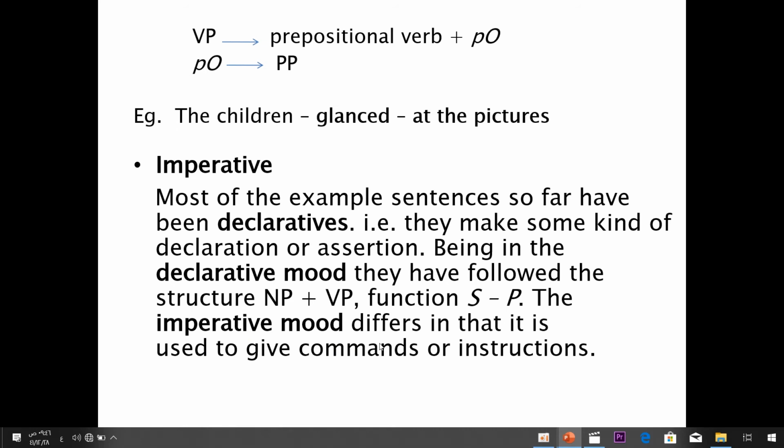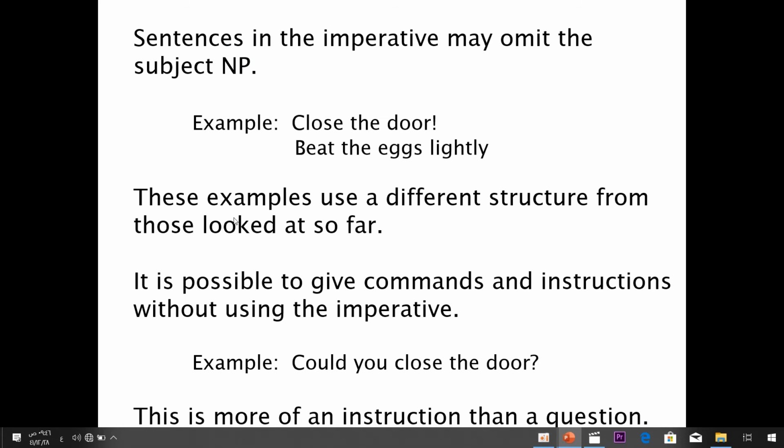Sentences in the imperative may omit the subject noun phrase. I want to say that the noun phrase is not needed, I mean, the subject is deleted. Close the door. Here we have a deleted or omitted noun phrase or subject. It means you close the door. Ahmed, close the door, or close the door. Beat the eggs lightly. So these examples use a different structure from those looked at so far.